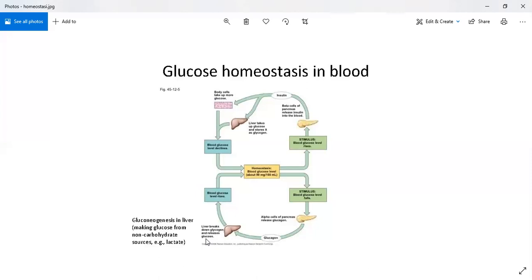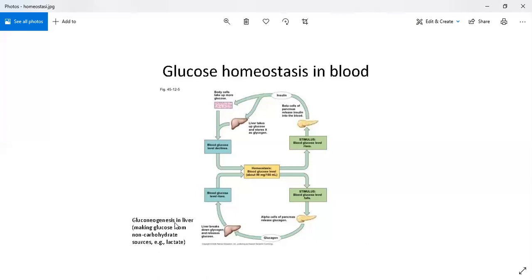So at that time, your body will activate what we call gluconeogenesis. Gluconeogenesis happens in the liver, and not only in the liver. What happens is that non-carbohydrate sources, for example, like lactates, are now broken down to produce glucose. Proteins are now broken down to produce glucose. Fats or lipids are now broken down to produce glucose.